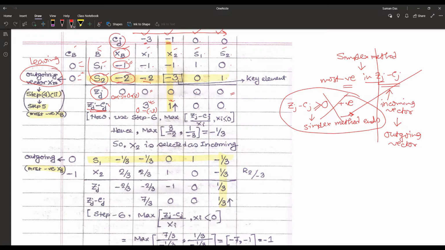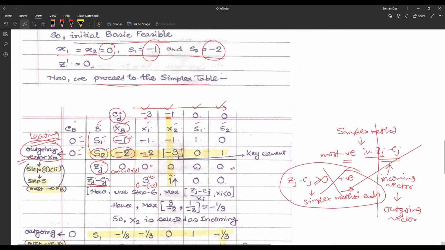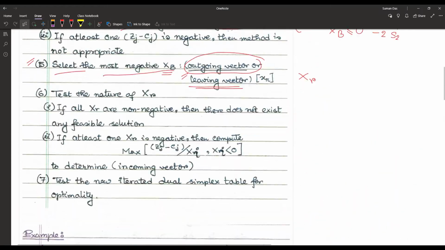In the normal simplex method, first the incoming vector occurs, then the outgoing vector occurs. But here at first we are choosing the leaving vector or the outgoing vector. So that is the row for S2, our leaving vector. So next we proceed to step 6.